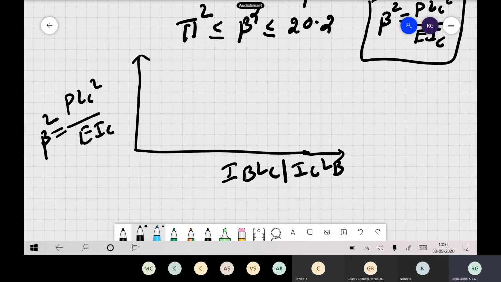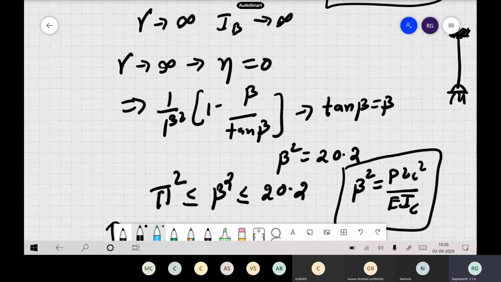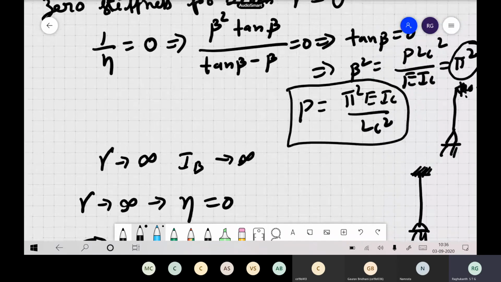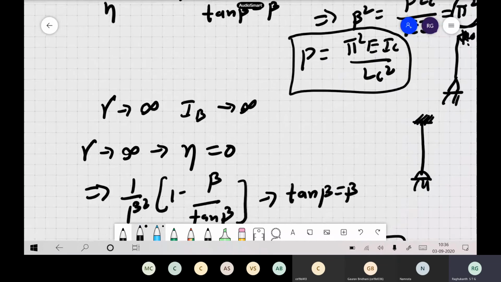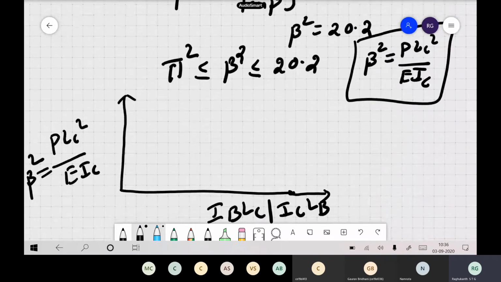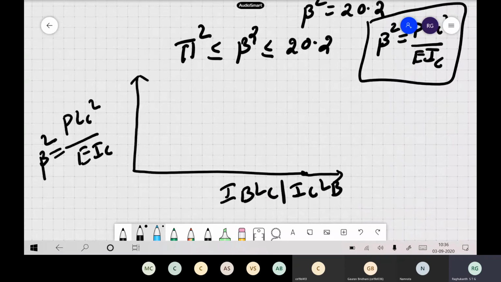See, when gamma is 0, what is the value? When gamma is 0, what is your y-axis? When IB is 0, we just derived, right, that means 1 by eta is 0. So finally your beta square, what is the value? Pi square actually. Pi square means about 9 point something. Let us say you take this as 10, somewhere the graph goes like this.